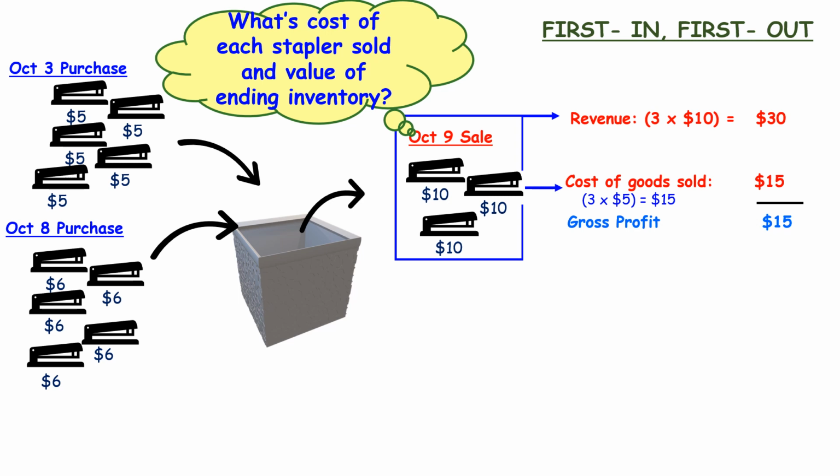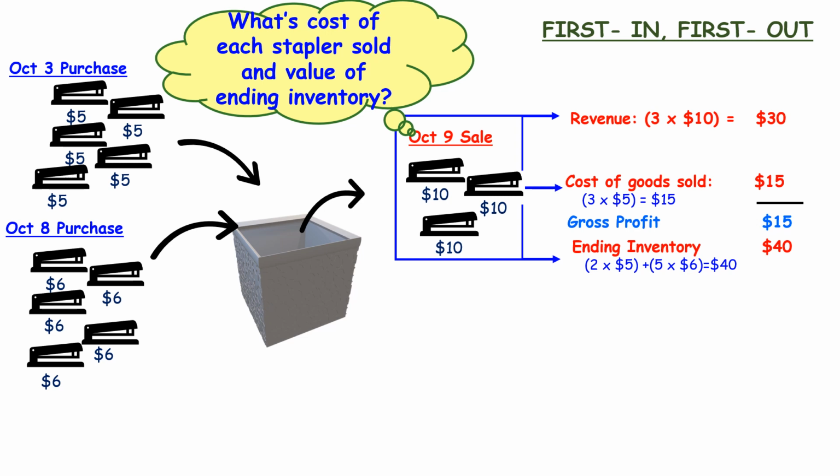So those will be considered the cost of goods sold. What about the remaining 7 staplers there? Since 2 are still left from October 3rd purchases, that's 2 at 5, so that's 10. And all of the October 8 purchases are left, so that's 5 at 6. That will give us a value of 40. So we have answered this question.